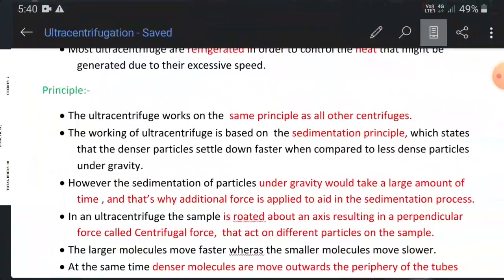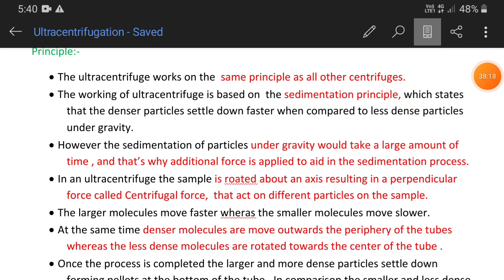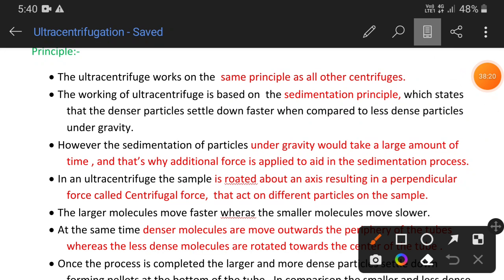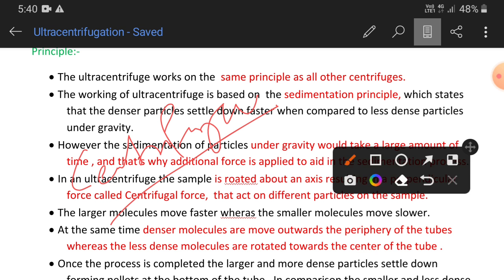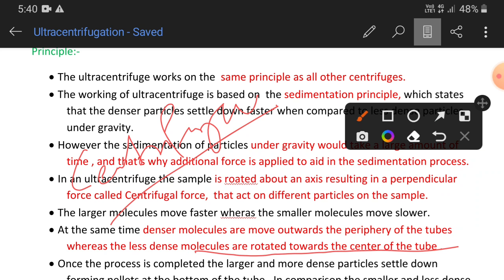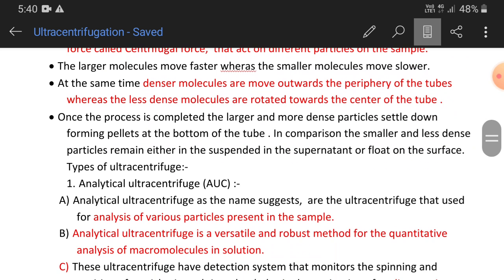So that is the idea. So centrifugal force will help larger and denser particles to settle fast, because larger molecules will move faster than the smaller ones, and denser molecules will move outwards to the periphery of the tube, whereas the less dense ones are rotated towards the center of the tube. Okay, resulting in the sedimentation of the larger and denser particles.